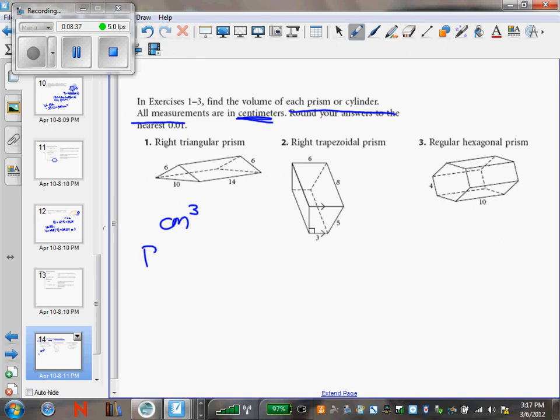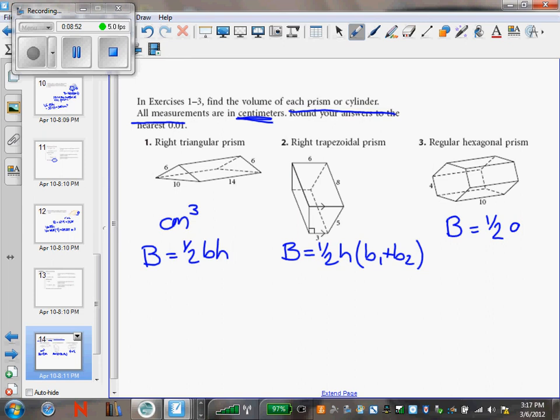So if you'll remember, big B will be 1/2 base times height. Here, big B will be 1/2 the height, base 1 plus base 2. And in this last one, big B is 1/2 apothem times perimeter. You may want to go back and look at that video from that section where we did regular hexagons, because I reviewed the 30, 60, 90 in that video. That was section 8.4. So if you need to go back and look at video 8.4, you might want to do that.